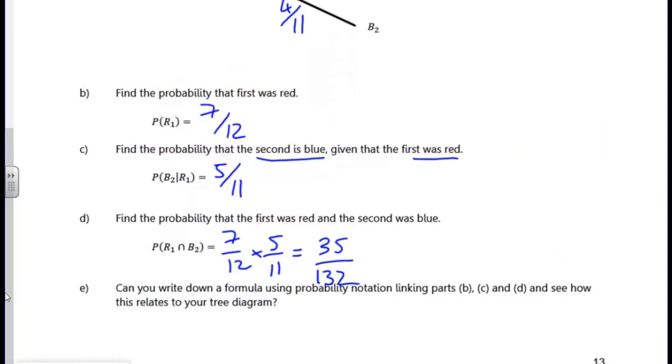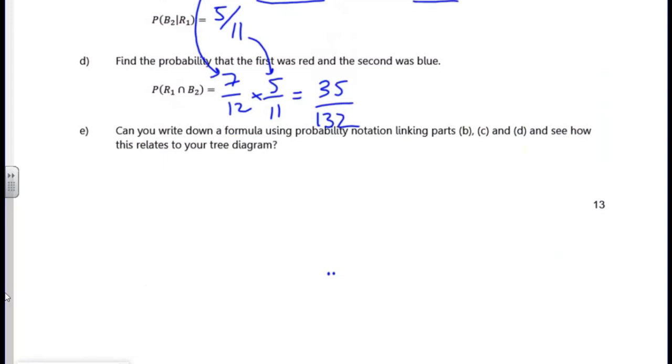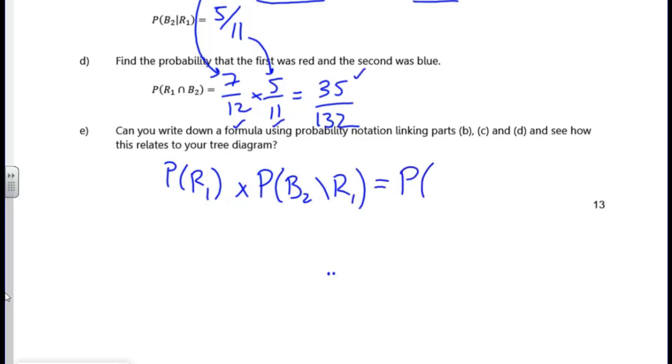So it says, can we work out a formula? So if you look, the 5 over 11 is there, the 7 over 12 is there. So the 7 over 12 is the probability of R1. So that's that one done. The 5 over 11 is the probability of blue 2, given that red 1's happened. So that's that one.